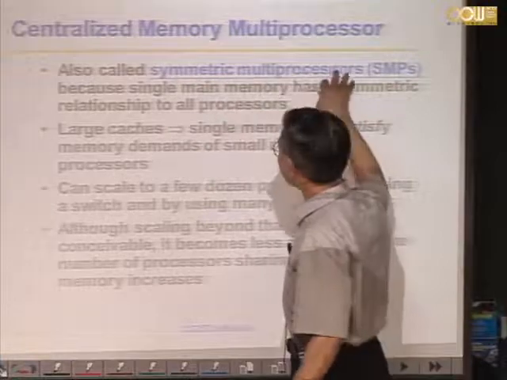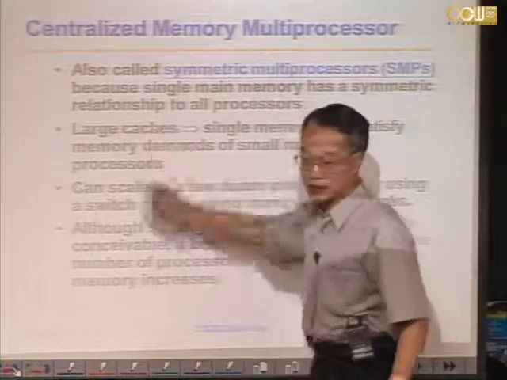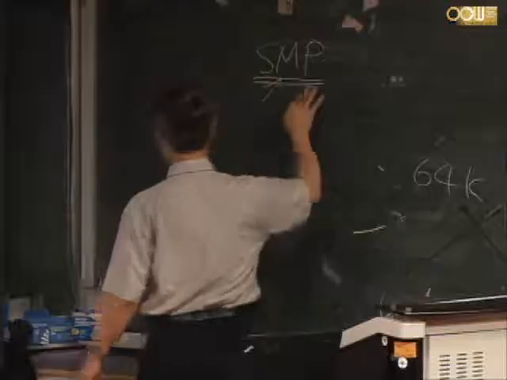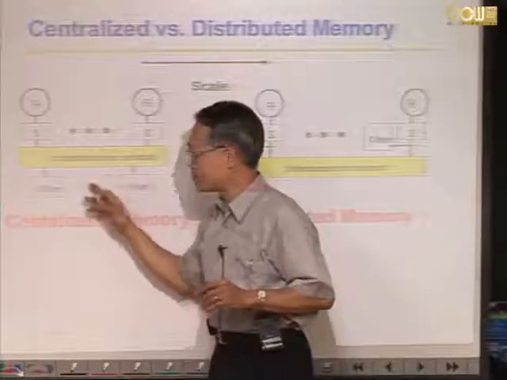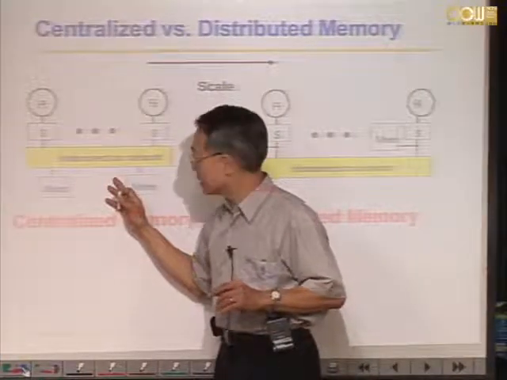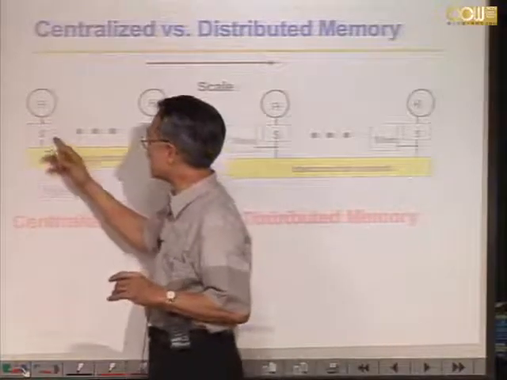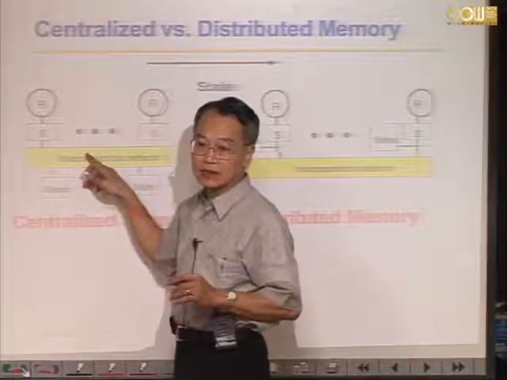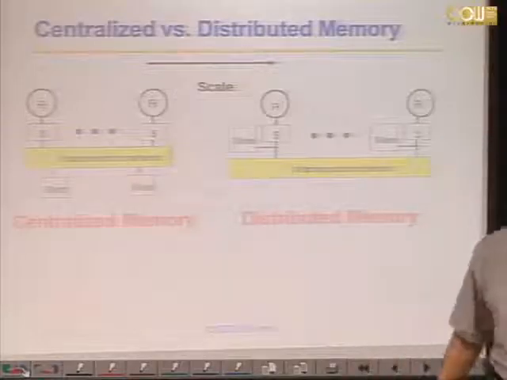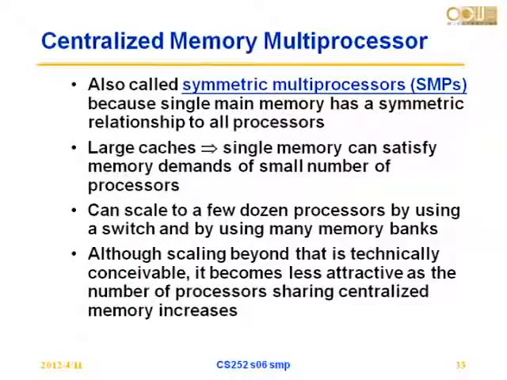With this kind of design, usually you need to have large caches, because for the SMP there will likely be a bottleneck to the memory. So you want to have large caches to reduce the traffic bandwidth going through that bottleneck. So usually we do this. And it can scale to a few dozen processors only. The number of processors cannot be too large.